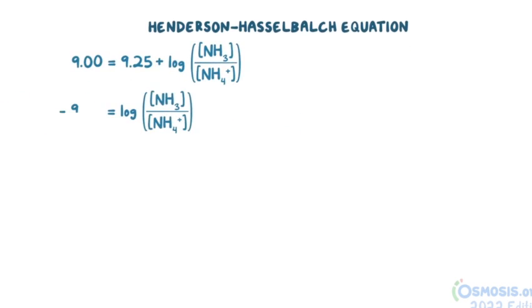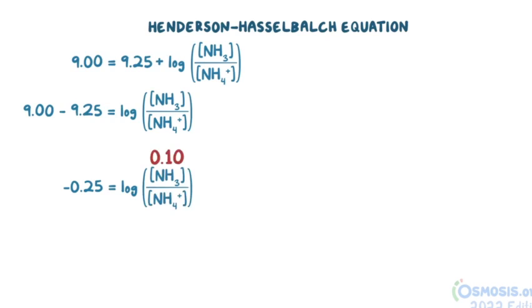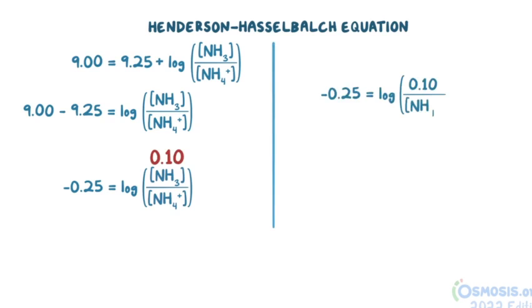When we subtract 9.25 from 9, we get negative 0.25 is equal to the log of the concentration of NH3 divided by the concentration of NH4+. Since the concentration of ammonia is 0.10, we can plug that in and solve for the concentration of the ammonium ions. To get rid of the log, we take 10 to the power of each side of the equation. After doing a little bit of algebra, we end up with a concentration of ammonium ions equal to 0.18 molar.